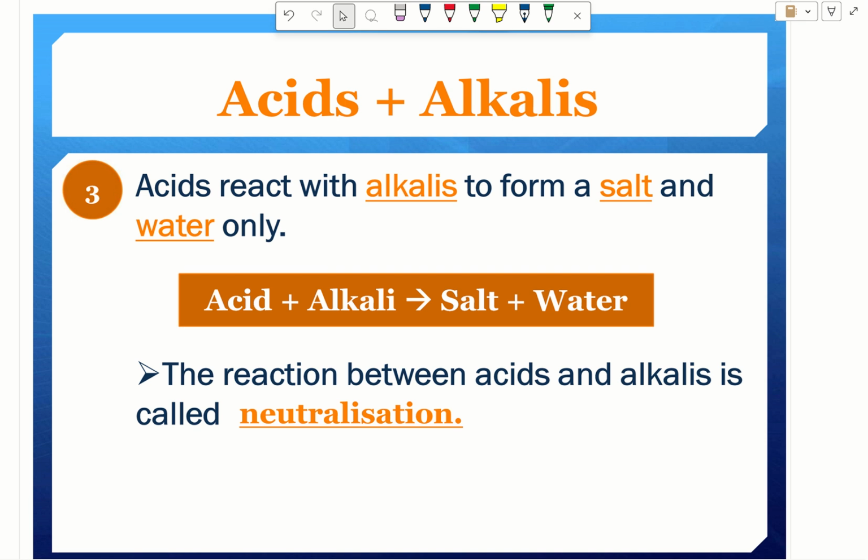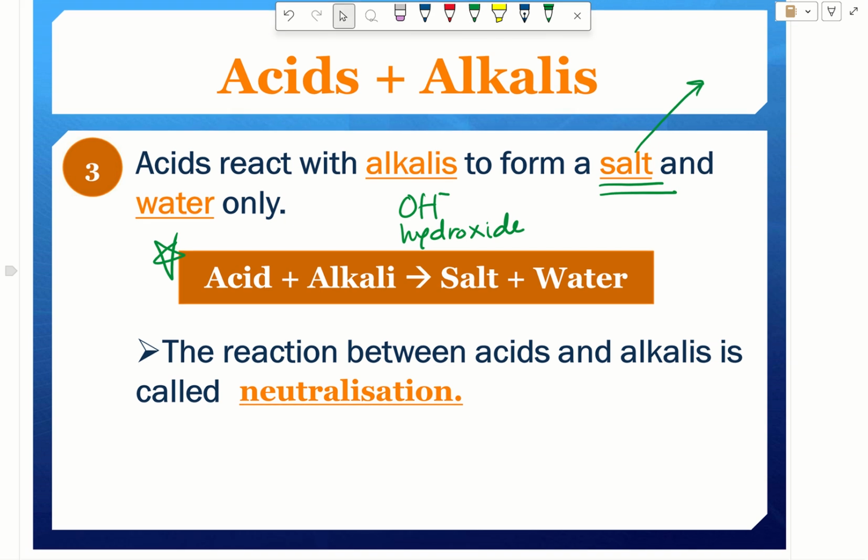Okay, last one is acid plus alkaline. So acid reacts with alkaline. Still remember alkaline? It must have this OH minus, which is the hydroxide group. It will form a salt. How do we name the salt? Remember, we will see what is the acid that is used. You will form a salt and water. So this is the general word equation you need to memorize. Acid plus alkaline, it will form salt and water.